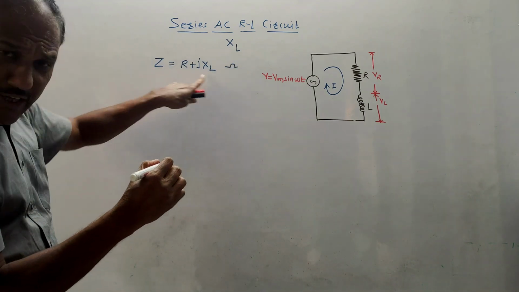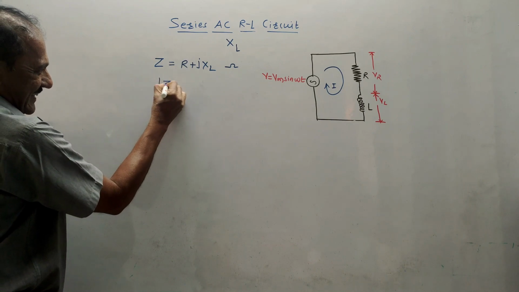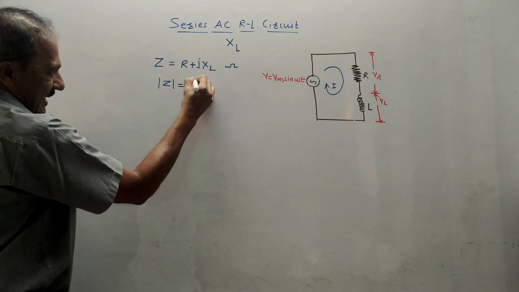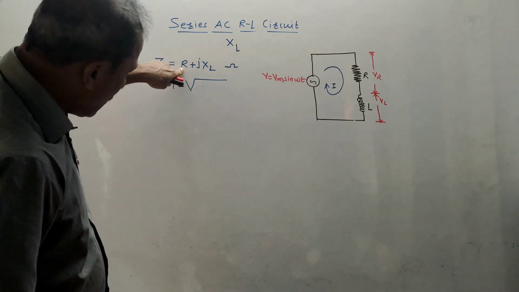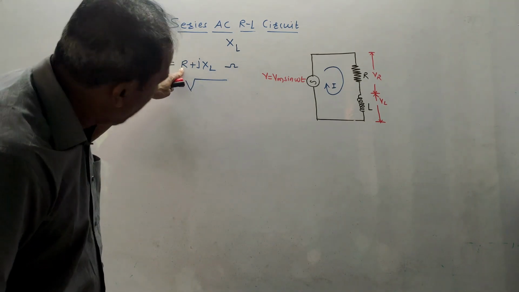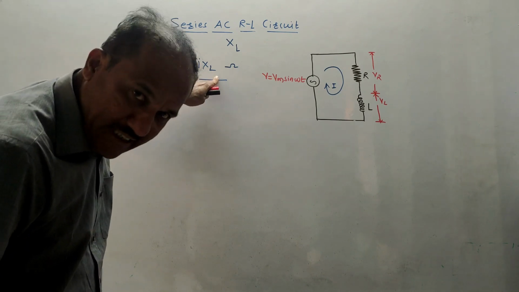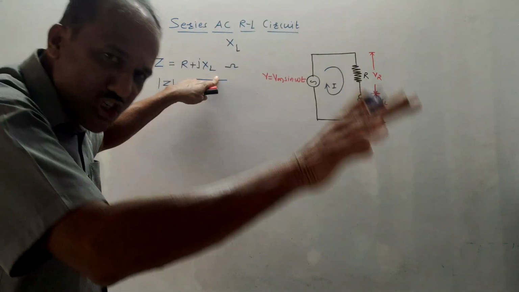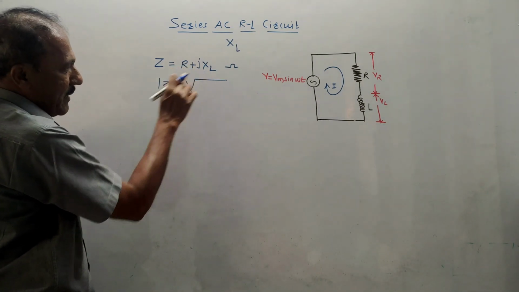Now, if you want to calculate the magnitude of this impedance, it is represented like this. Mod Z is the square root of, using a very simple mathematical formula, do remember it like this. R is the real part. The term getting multiplied with j, that is the XL term, is known as the imaginary part. So R is the real part, XL is the imaginary part.